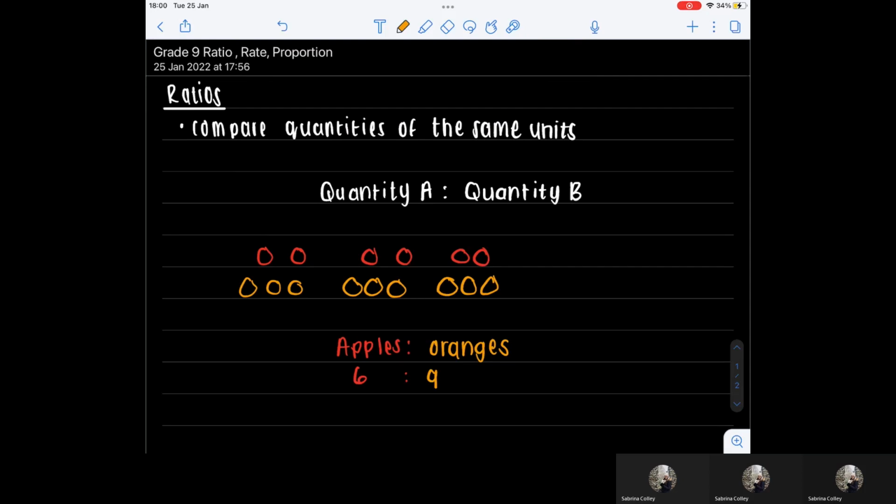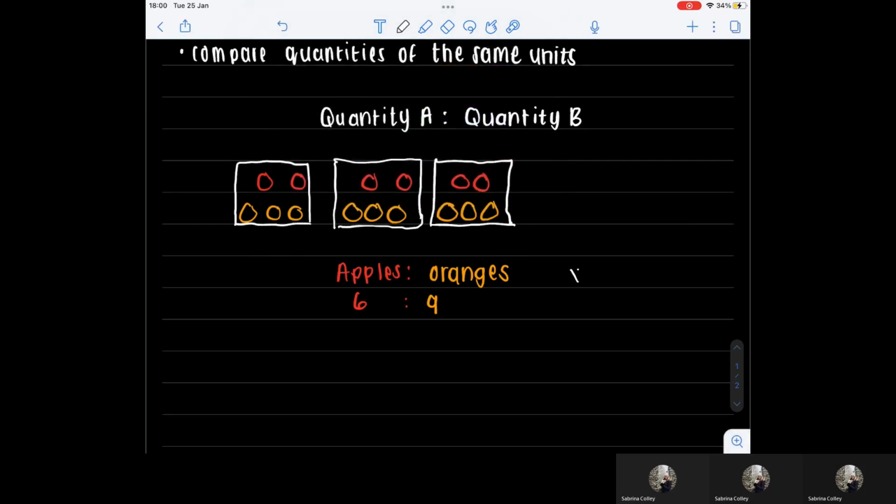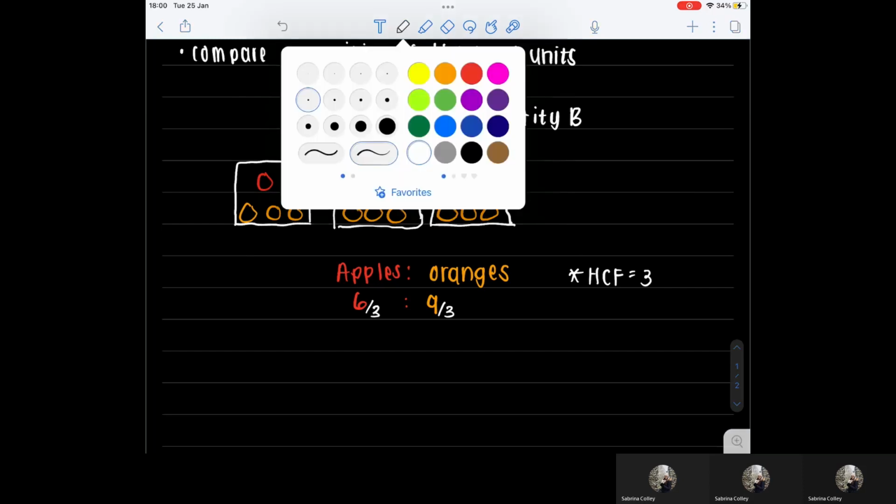But we go a step further, right? Because we need to simplify. So we always need to simplify. And if we look at these to simplify, just by looking at them, I can see I've got 2 apples for every 3 oranges. Okay. So I know that it's 2 is to 3. But to do this easier, what we do is we find the highest common factor and we divide it by that. So between 6 and 9, our highest common factor is 3. Okay, so I'm going to divide this by 3 and divide this by 3 to get the simplified form.